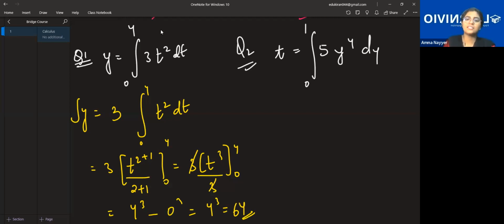Which answer is correct? Ma'am, no, ma'am. I didn't see t to the power square. I saw t to the power cube. T to the power 3 you have written. T to the power cube. Yes, ma'am. Cube. Okay, so that became t to the power 4. And then 192 came. Yes, ma'am.